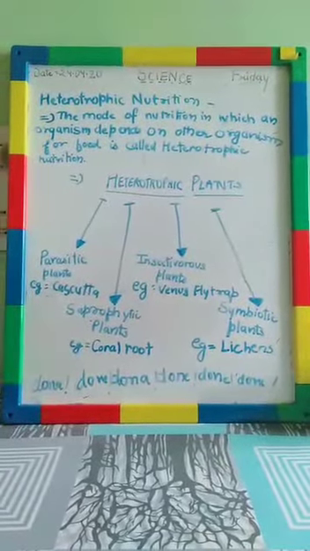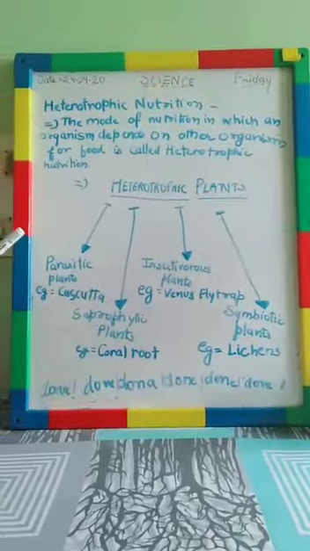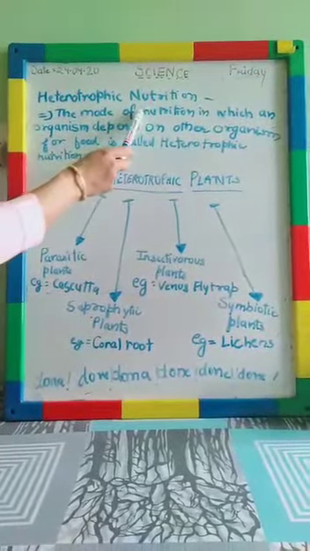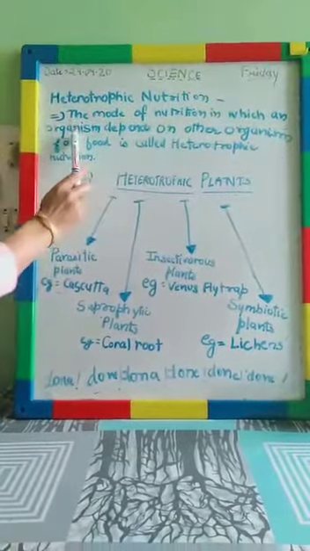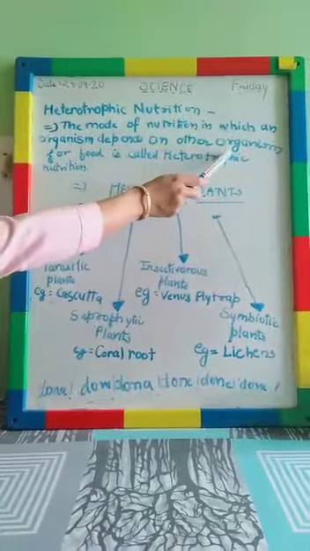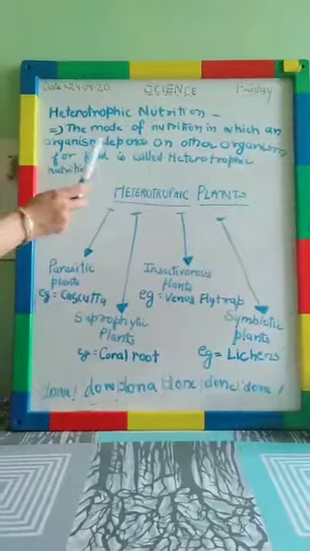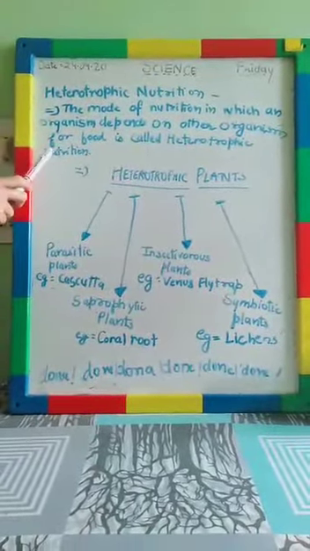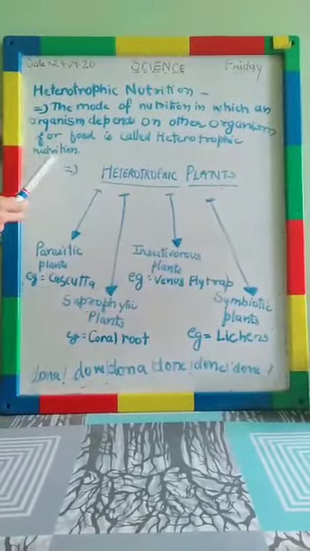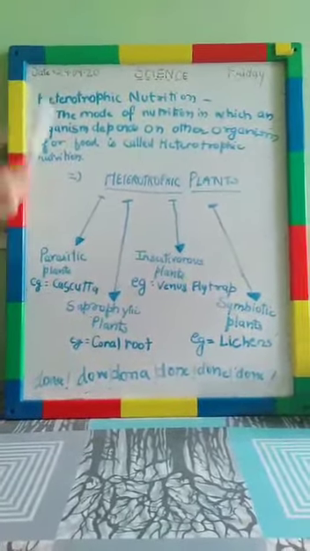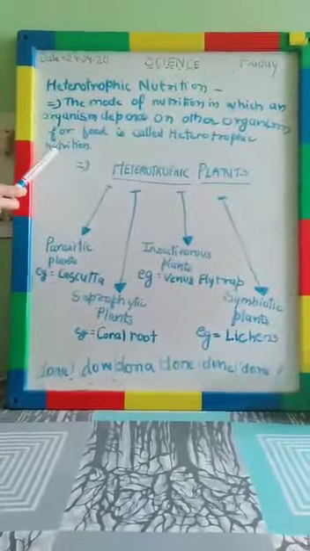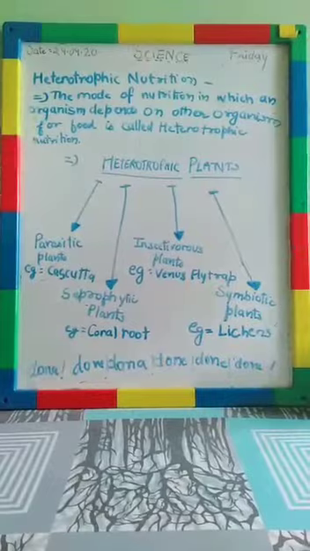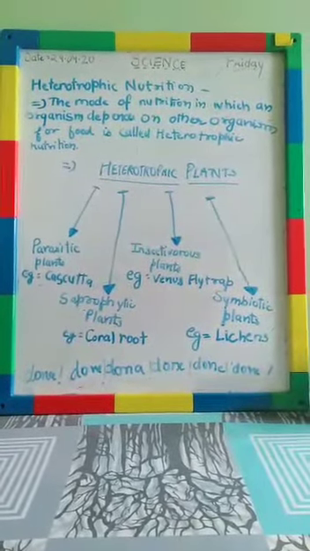So students, what is the exact definition of heterotrophic nutrition? It is the mode of nutrition in which an organism depends on other organisms for food. Generally they totally depend on other organisms, so this is called heterotrophic nutrition, because some plants do not contain chlorophyll, and chlorophyll is very important for making food.